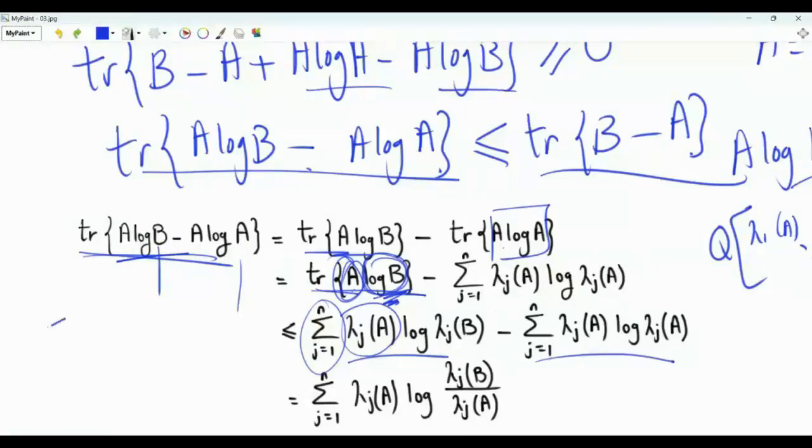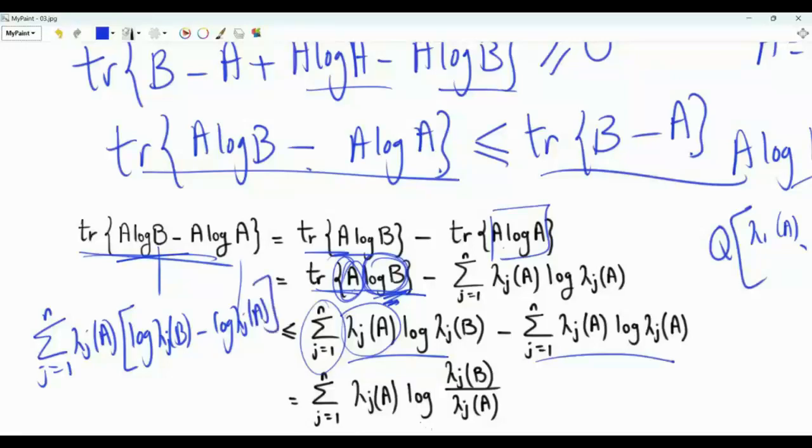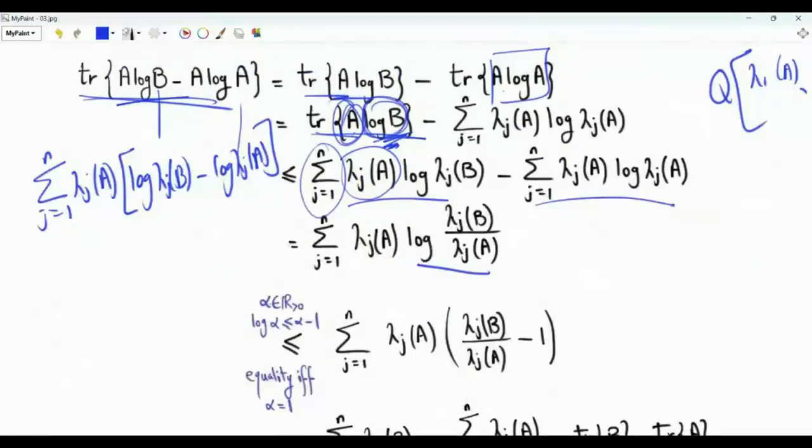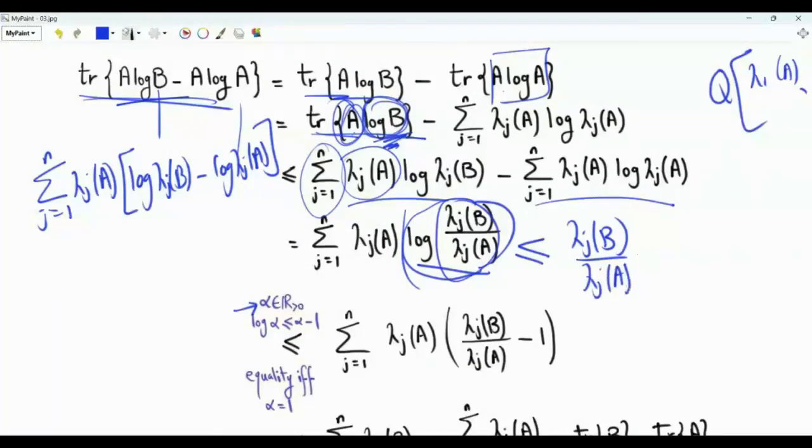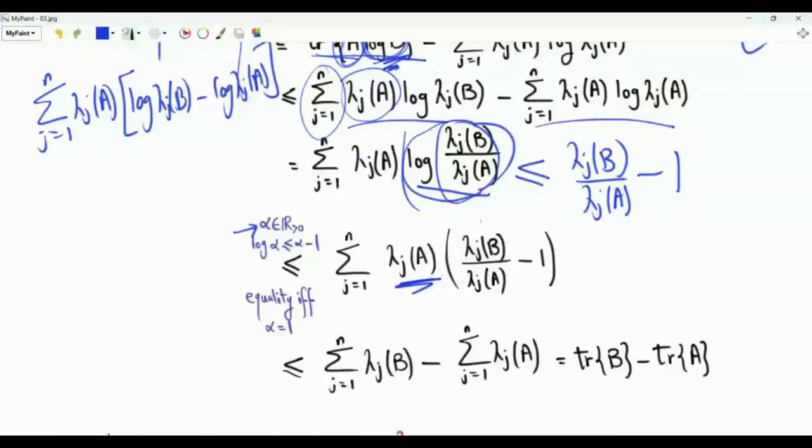Now combine these two sums. So we have summation j from 1 to n, lambda j of A as a common factor, times log lambda j of B minus log lambda j of A. This can be written as log of lambda j of B divided by lambda j of A. Now we use the inequality that whenever we have a strictly positive alpha, log alpha is less than or equal to alpha minus 1, with equality if and only if alpha is equal to 1. In other words, we have this natural logarithm of lambda j of B over lambda j of A. This is less than or equal to this ratio, lambda j of B over lambda j of A minus 1. Multiplied by lambda j of A, we get lambda j of B, and then we get lambda j of A.